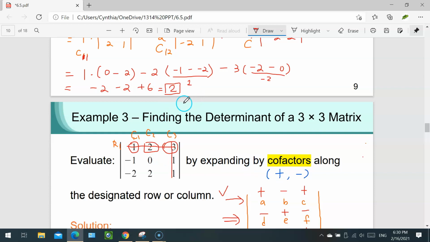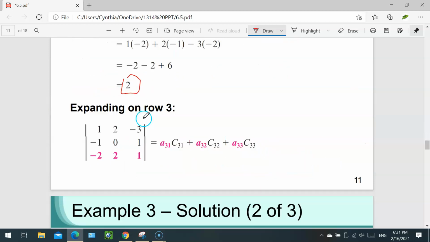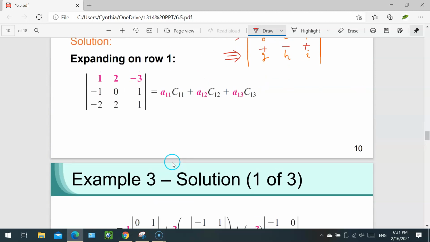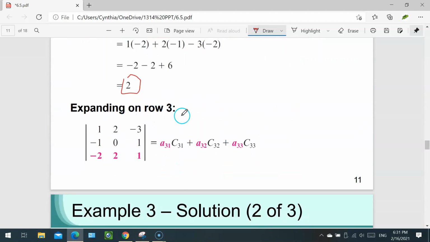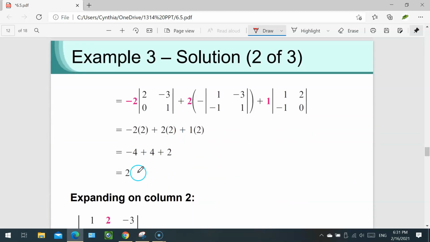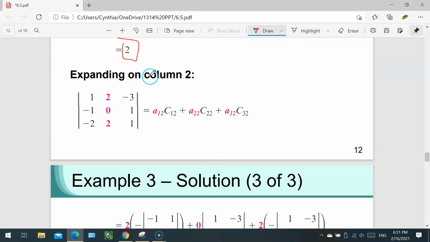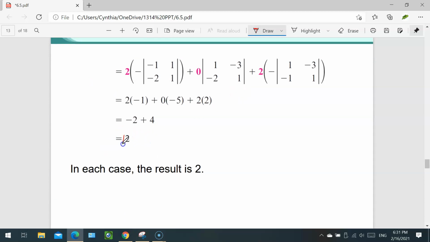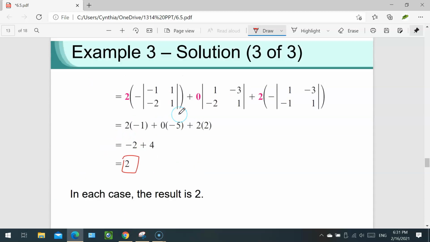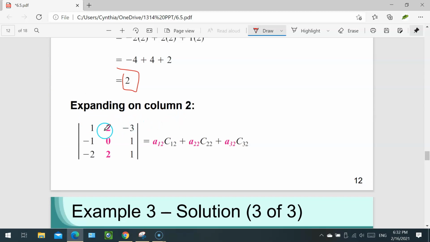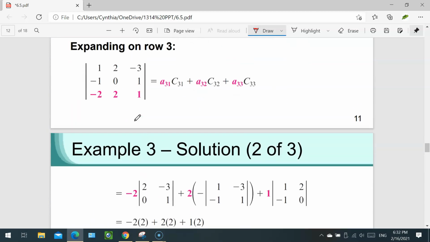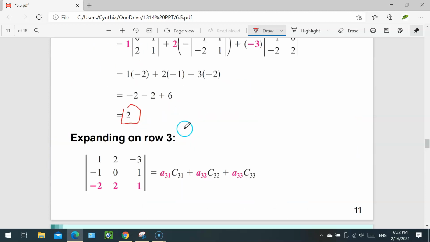Would be the evaluated value when we go with the cofactor of the row 1. When I use the row 3 to expand, finding by using the cofactor, the result is 2 as well. When I use the column 2, expanding on column 2, so you can do that horizontally or vertically. The result is always the same. I never use a column. I always go with a row. So any row you select to expand by using the cofactor, you will get the same result.